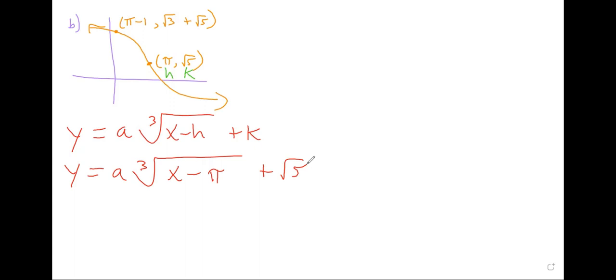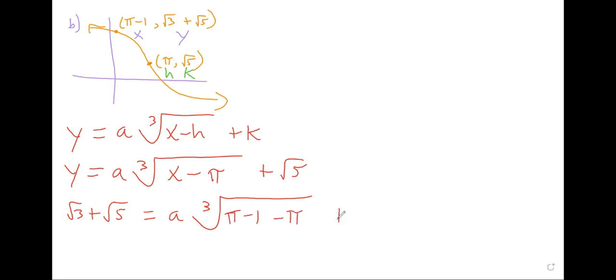And it's always this process. You plug in h, k, and then you plug in the random point for x and y to discover a. Let's do that now. Let's take the random point. We'll plug that in for x, and we'll plug all of that in for y. And let's see what that gives us for a. So this is going to be square root 3 plus square root 5 equals a times the cubic root of pi minus 1 minus pi, plus square root 5.